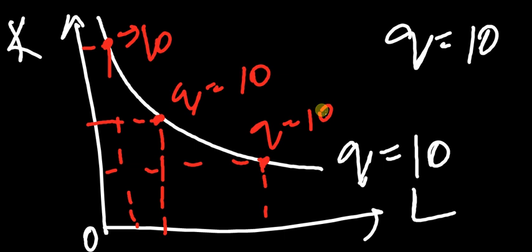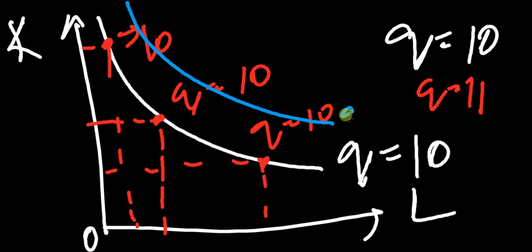Now, if I want to produce 11 units, I will have a higher isoquant. So, higher the isoquant, more is the units that you are producing with it. Just like the indifference curve, higher the indifference curve, higher is the utility. Similarly, higher the isoquant, higher is the quantity that you are producing with it.